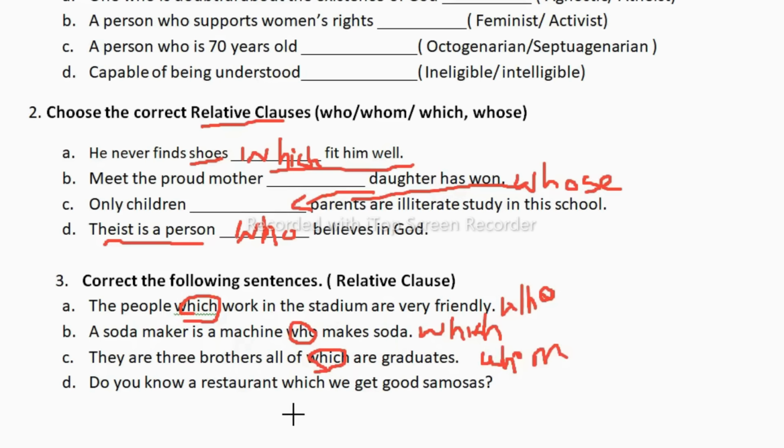"Do you know a restaurant which we get good samosas?" Here we cannot take which. A restaurant is a place, so with a place we should use where, which is a relative adverb. With time, date, day and year we should use when, and for reason we use why. For places we use where, like kitchen, room, house, hospital, school, college, company, whatever is the name of a place. So whenever you get the name of a place you should write where.